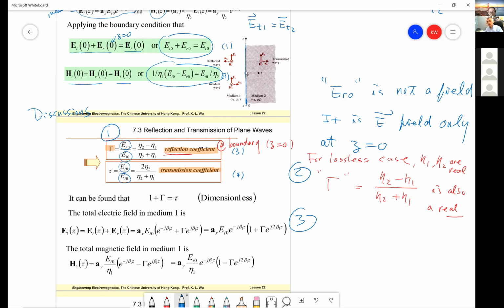Okay, the third thing is very easy to remember. This reflection coefficient is a very simple, very easy formula. We must remember it, because, by the way, it will be asked in the final exam.